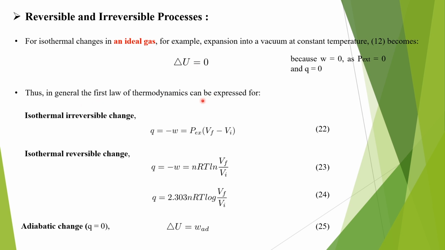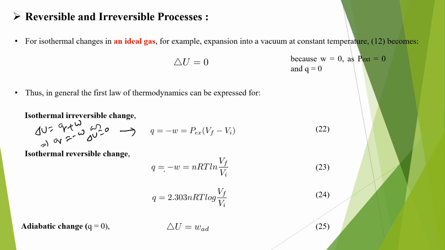From the first law of thermodynamics, what do we know? We know delta U is Q plus W. Delta U is 0, so Q is minus W. That is why we are getting this: Q is minus W. Now, the value of W is minus P external times delta V, where delta V is Vf minus Vi. So, we get Q is P external times Vf minus Vi. This is for an irreversible process.